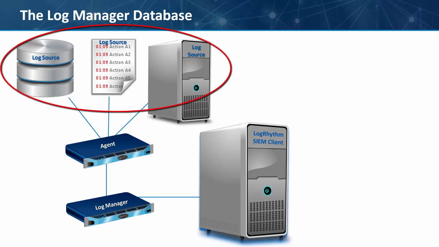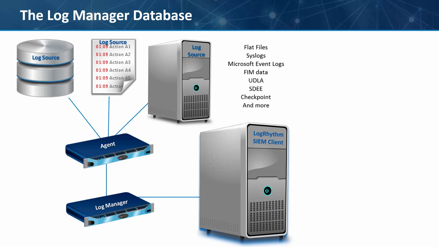Log sources are the individual log files that are monitored by the LogRhythm agents. Log sources gather a wide range of log types, including flat files, syslogs, Microsoft event logs, FIM data from the agent itself, as well as UDLA log-like data from a relational database, SDEE log information from Cisco IDS IPS devices, checkpoint data, and many more log types.